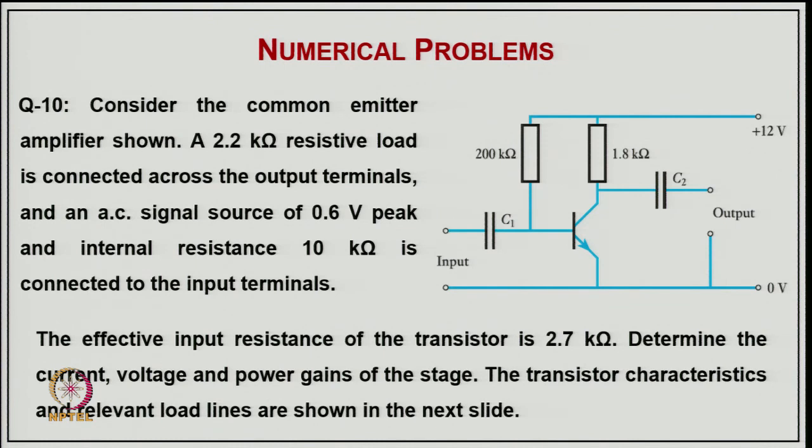Coming to example 10, this is a case of a common emitter amplifier with bias capacitors on both sides. Consider the common emitter amplifier shown here: a 2.2 kilo ohm resistive load is connected across the output terminal, and an AC signal of 0.6 volt peak with internal resistance of 10 kilo ohm is connected to the input terminal. The effective input resistance of the transistor is 2.7 kilo ohm. Determine the current, voltage and power gains of the stage.